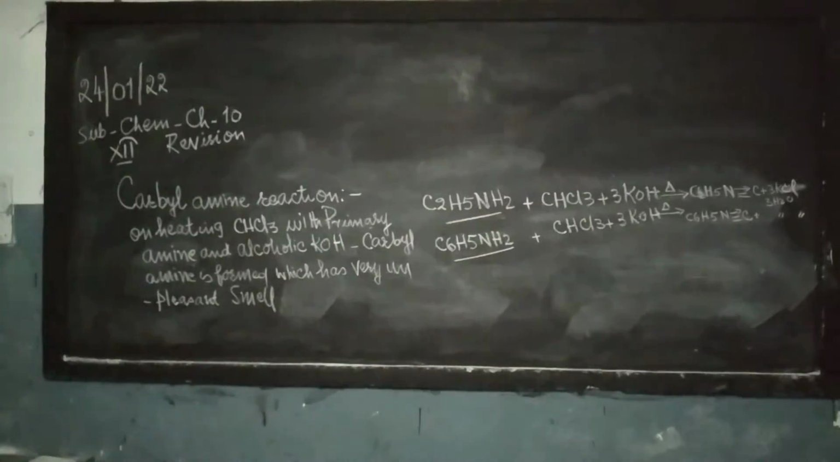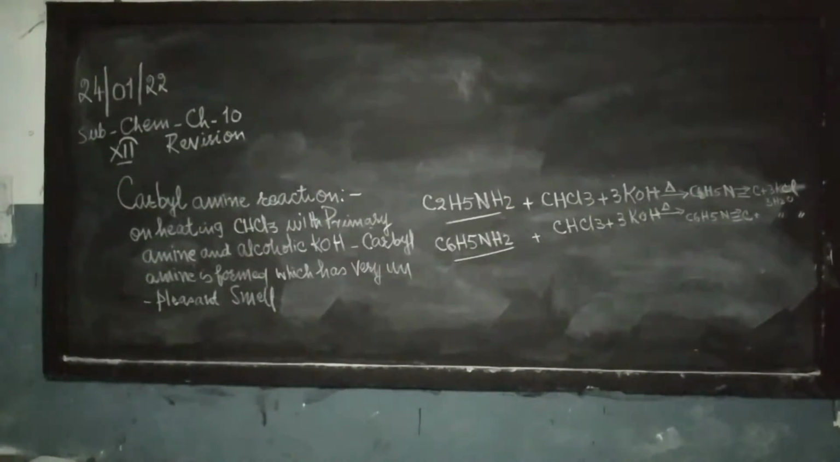Carbylamine reaction. On heating chloroform with primary amine and alcoholic KOH, carbylamine is formed, which has a very unpleasant smell.